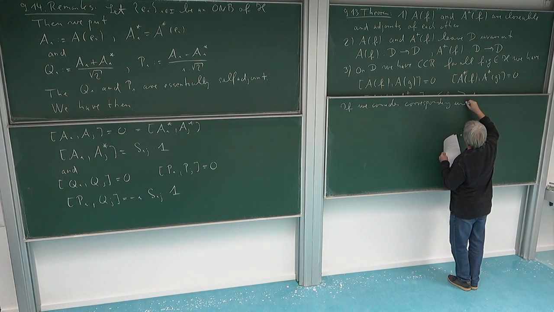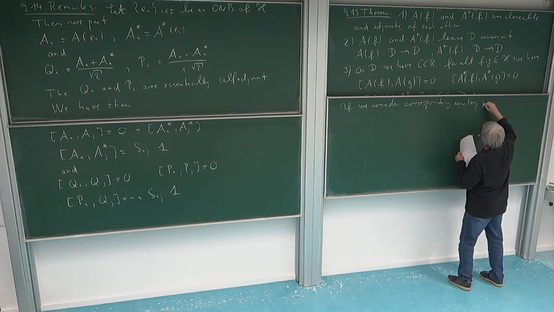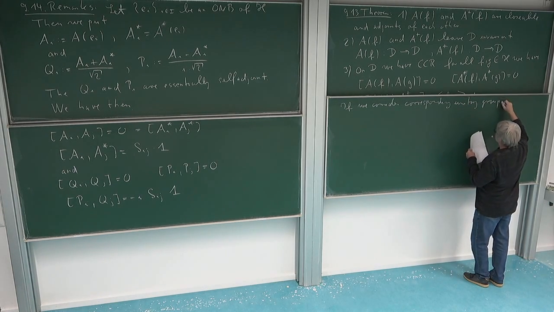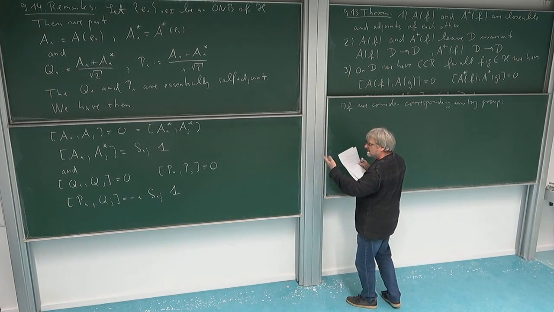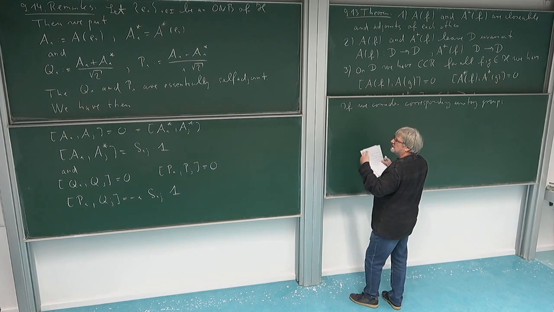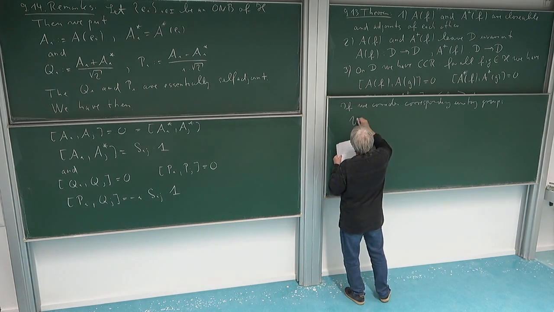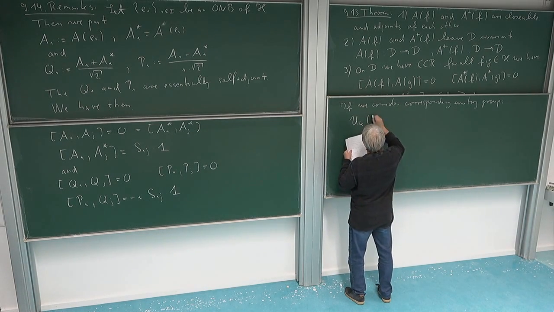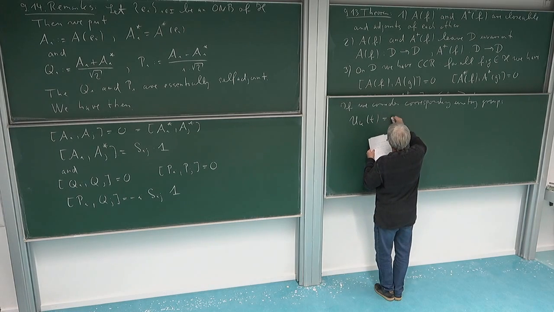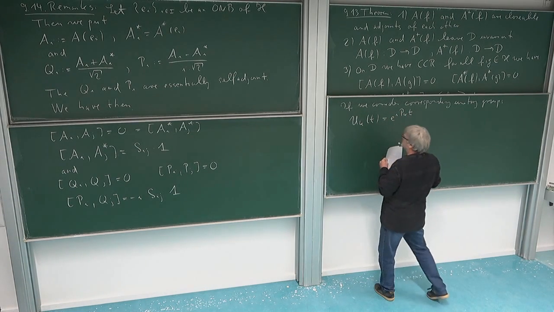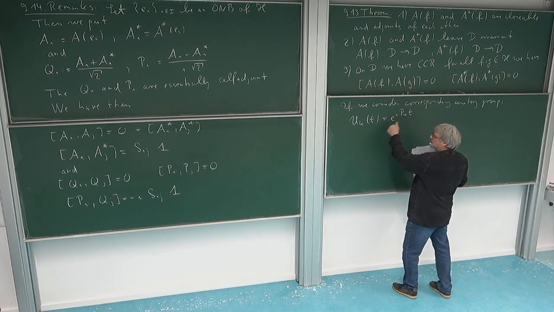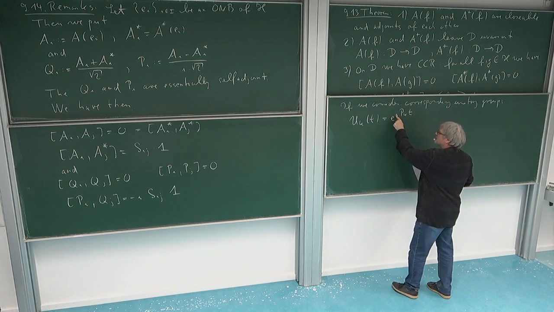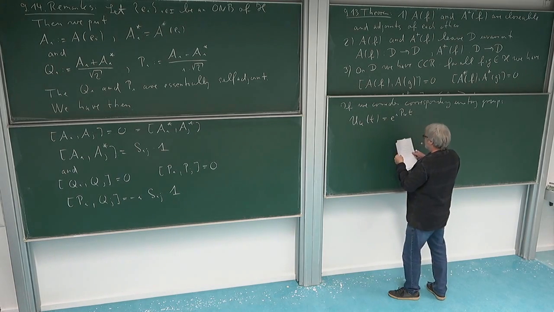Corresponding unitary groups. So this means I'm exponentiating those P and Q as generators to get, let's say, U_k(t). So this is e to the i p_k t. So for each k, I take p_k as a generator of a unitary group. Of course, this i is just the square root of -1.